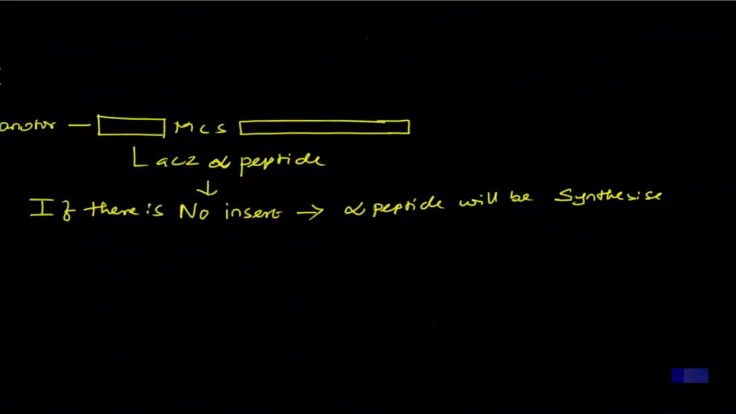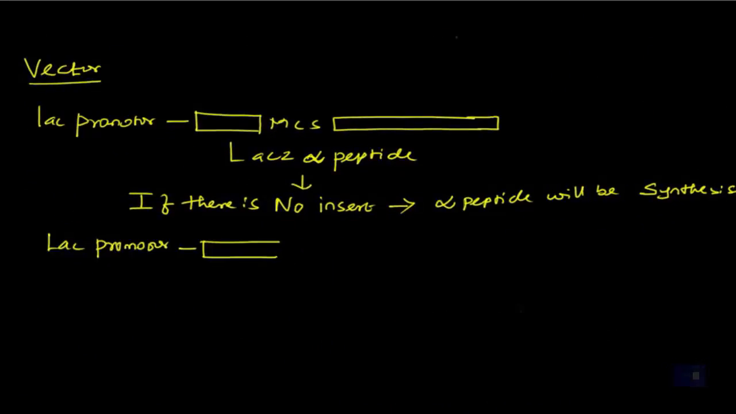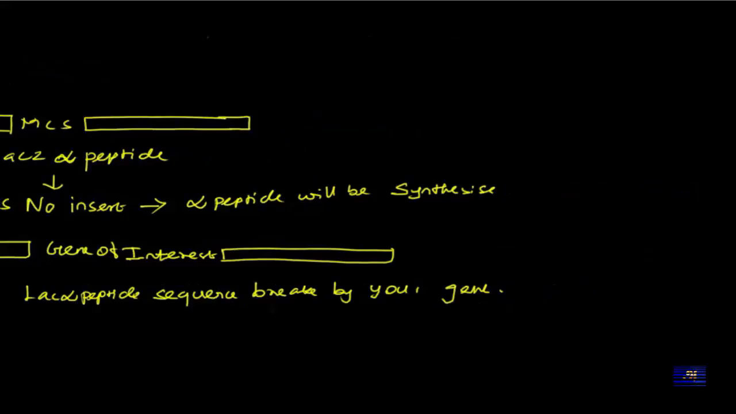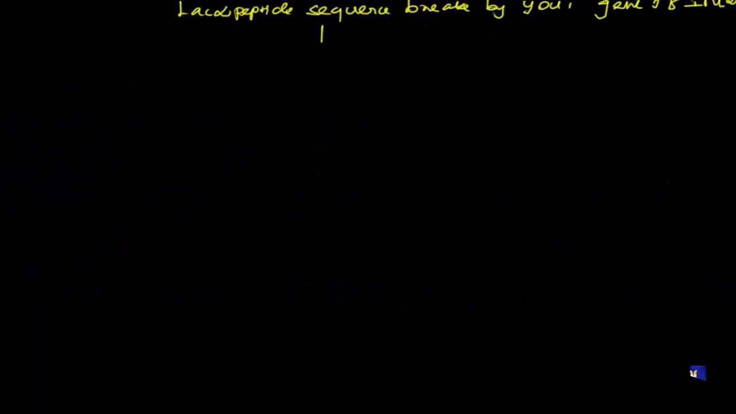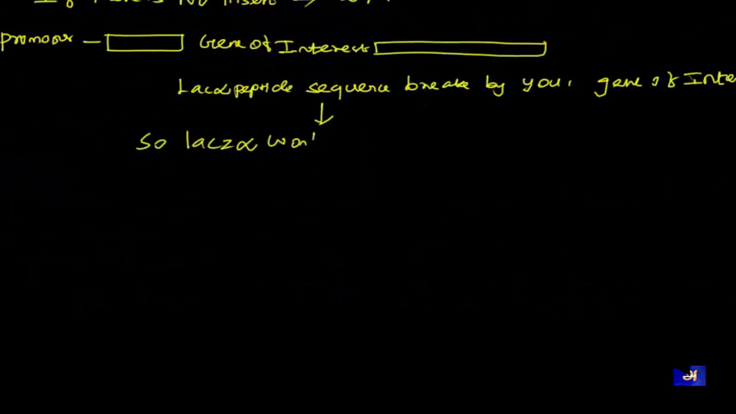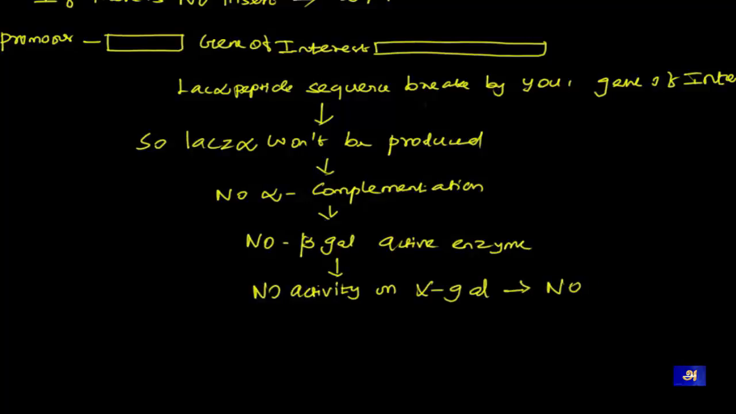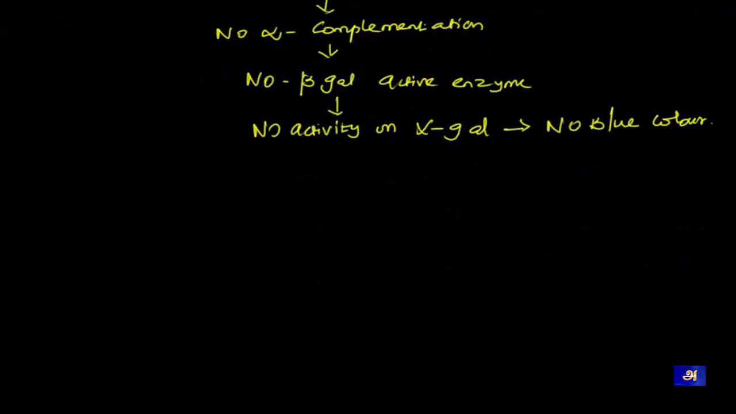Whew, you got that eureka moment. It means your gene of interest is there in your cloning vector. It means the lac alpha is not produced and there won't be alpha complementation. Of course, no active beta galactosidase enzyme is produced. Simultaneously, there will be no activity on XGAL. So finally, there will be no blue color.